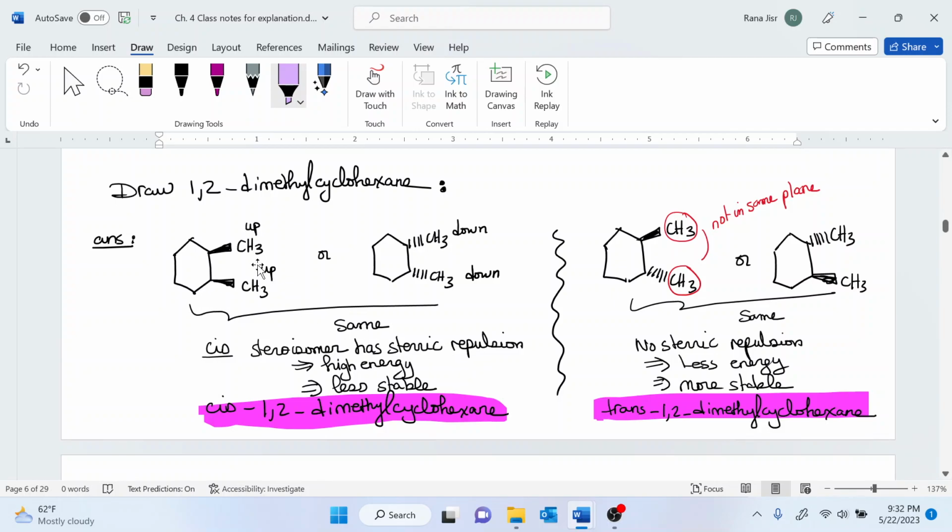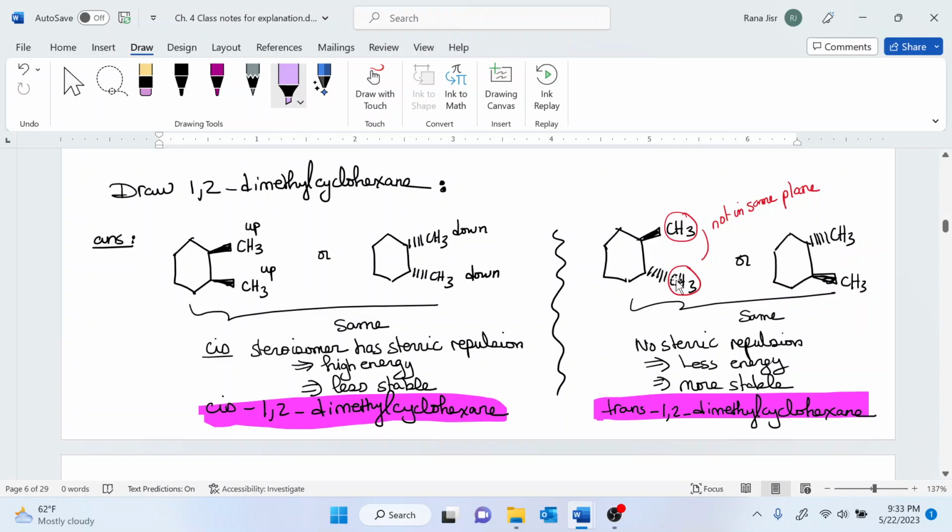Steric means that whenever you have bulky groups that are close to each other, or groups other than hydrogens that are close to each other. CH3 here is not bulky, but CH3 is not a hydrogen. So if you have two CH3s next to each other, they are going to repel each other. When they repel each other, the energy is going to increase and the stability is going to decrease. So always the cis isomer is considered to be less stable than the trans isomer.